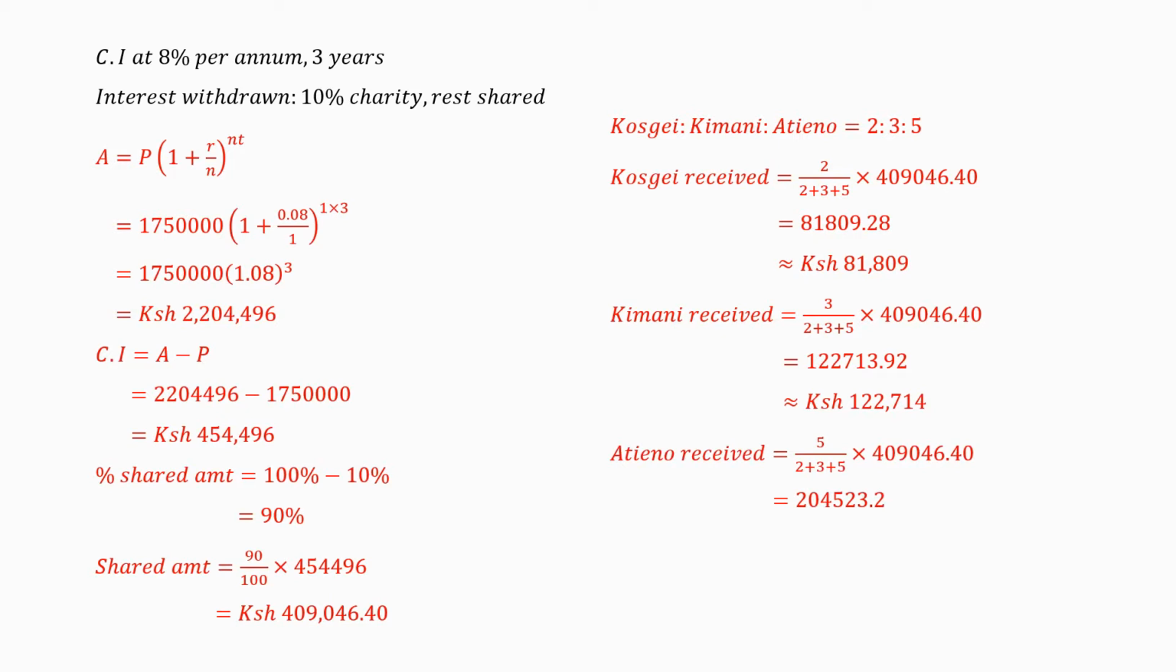And for Atieno, 5 over 2 plus 3 plus 5 times the shared amount, which is 204,523 and 20 cents, and it's approximately 204,523. So those are the respective amounts that each partner obtained.